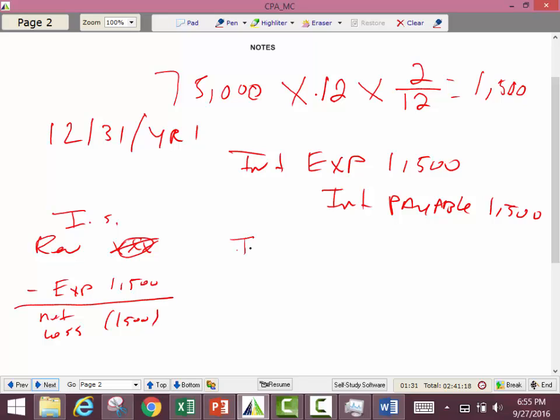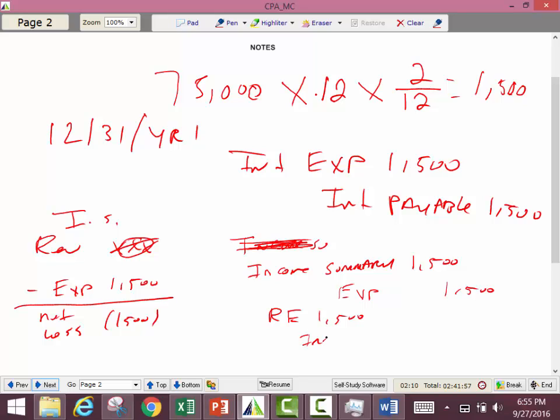I debit my income. I don't debit my income summary. I do what? I debit my income summary. What am I saying? Debit income summary for $1,500. I credit the expense account for $1,500, don't I? To close the expense account because it has to be 0. Okay, and then I debit my retained earnings for $1,500, and I credit my income summary, right? So that's 0.